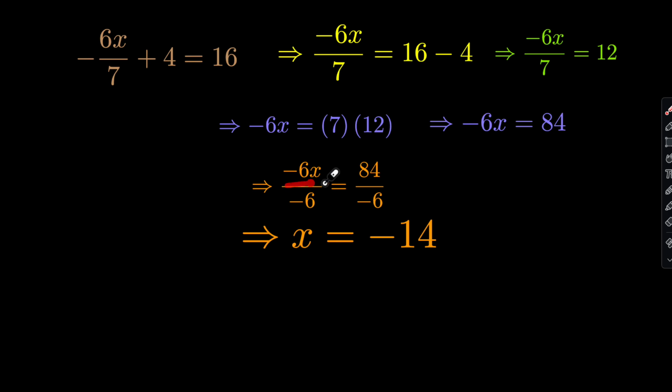So negative 6x divided by negative 6 will become a positive 1, or x. 84 divided by negative 6 will be negative 14. Negative divided by negative is a positive number. Positive divided by a negative will be a negative number. So we get here x equal to negative 14.